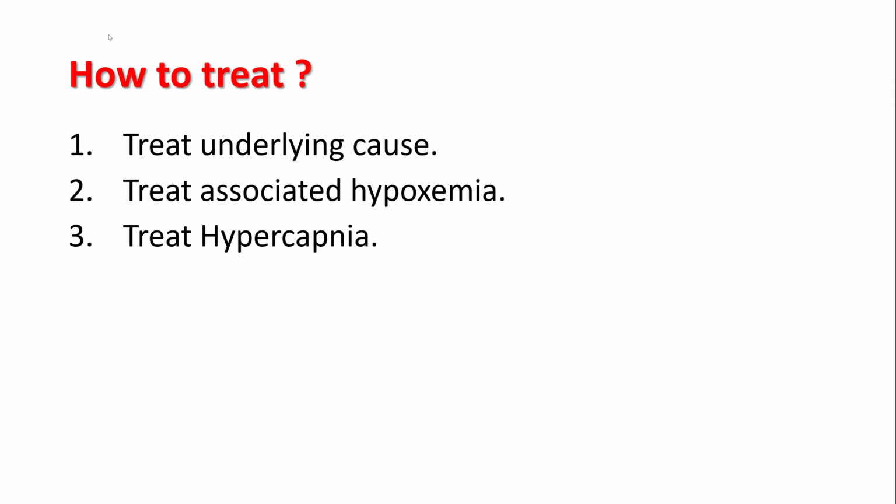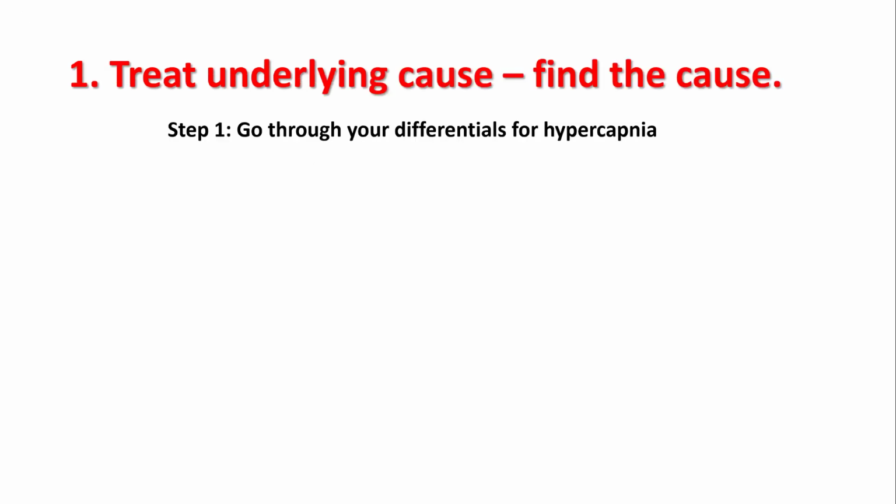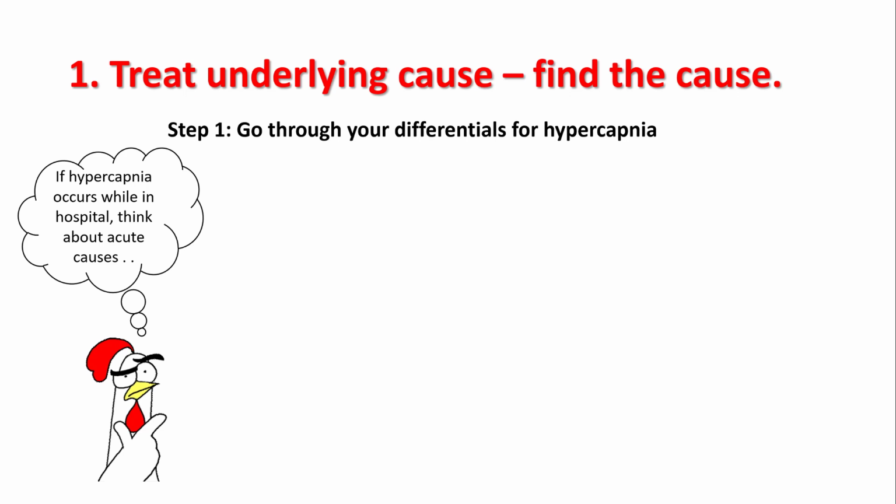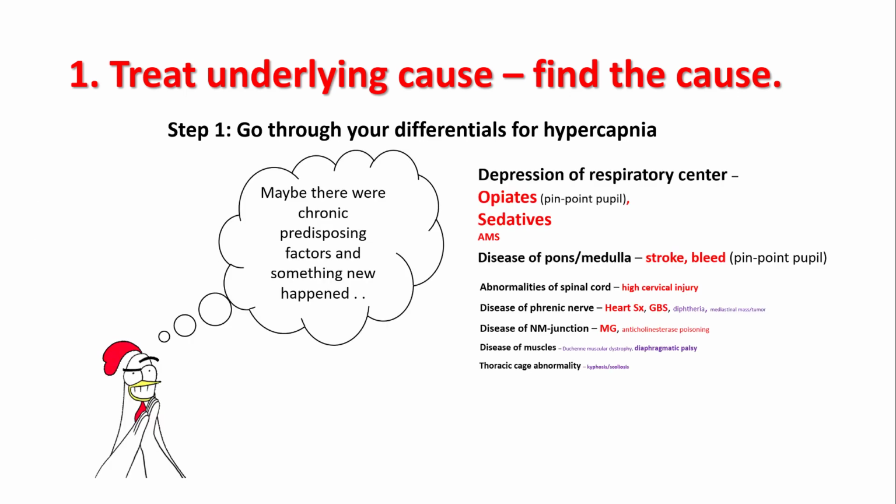Treatment principles for hypercapnia include treating the underlying cause, treating associated hypoxemia, and treating hypercapnia. Finding the cause goes a long way in treating hypercapnia. If hypercapnia occurs while in hospital, think about acute causes and also think about chronic predisposing factors. Most often, the depression of the respiratory center by opiates or sedatives is the commonest cause for hypercapnia while in hospital.